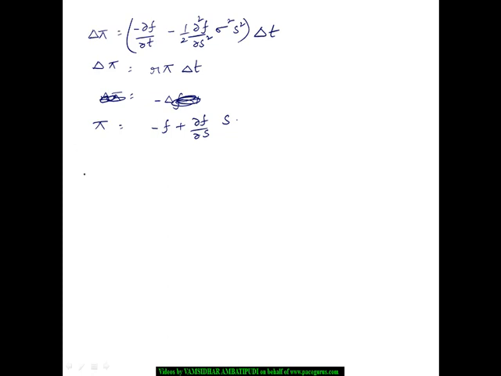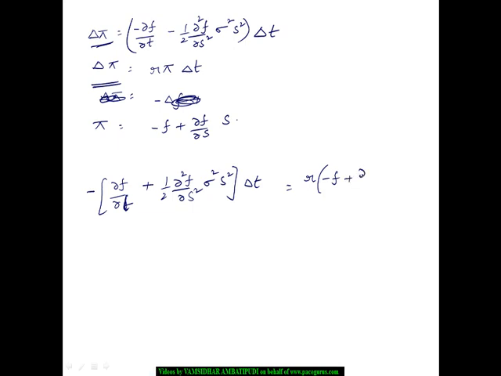Now I'll try to substitute all of them. So I'll say minus of dou f by dou t plus half dou squared f by dou s squared sigma squared s squared times delta t. This is delta pi. The same delta pi on the other side, if I take r times pi, I'll take it as minus f plus dou f by dou s times s, delta t. This is what I can very well take. Now I am doing a little bit of adjustment. Anyhow, I am taking the delta t out.